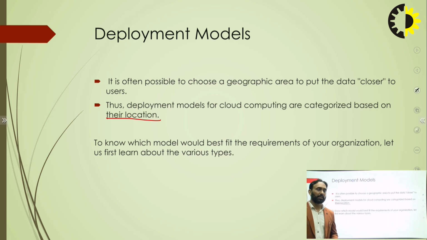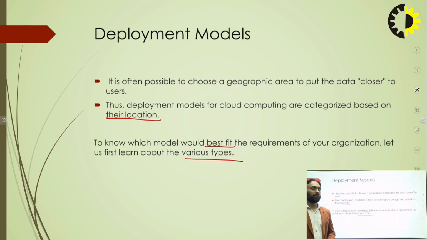First of all, we will collect the requirements of users, their usage, their type, like whether it is a literate, illiterate or semi-literate user. On the basis of this categorization, the deployment model is suggested, and that will be best suited for the concerned organization or group. To know which model would be best for the requirements of your organization, let us first learn about their various types. As I said earlier, it is of four types.